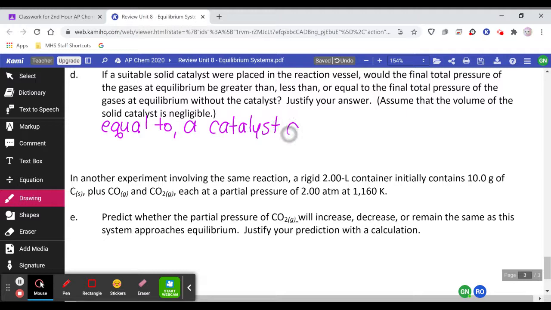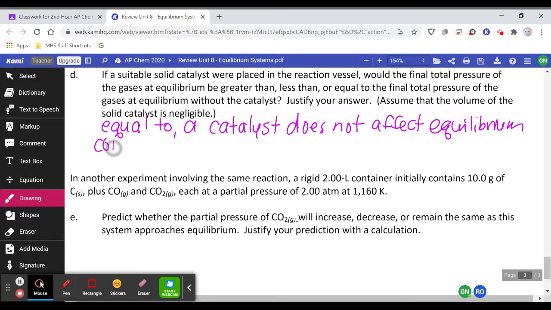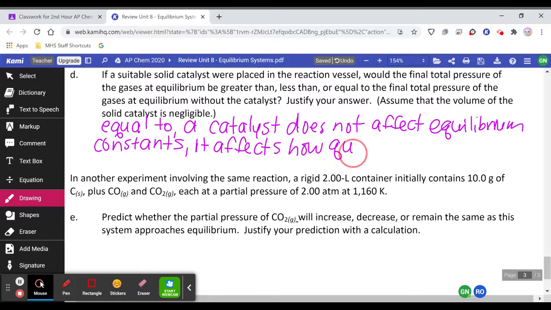does not affect the equilibrium constant. And then I went ahead and put that it affects how quickly equilibrium is reached.